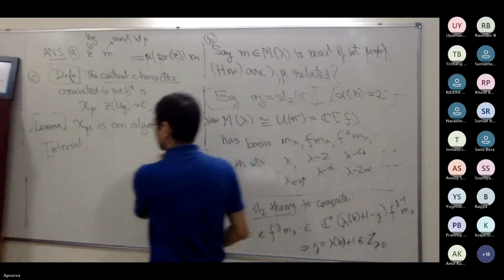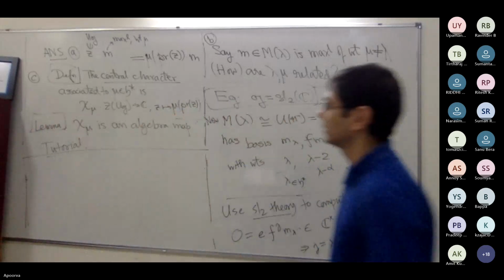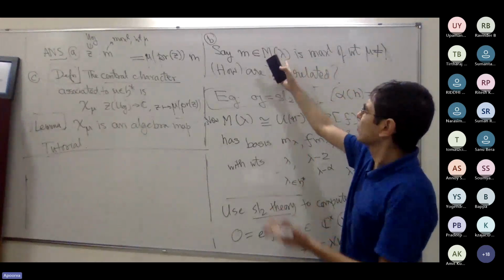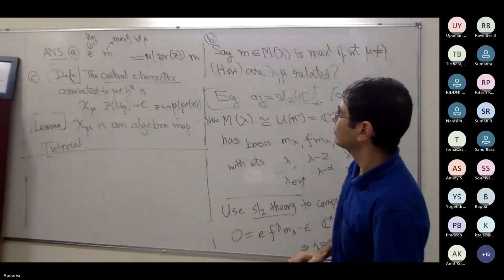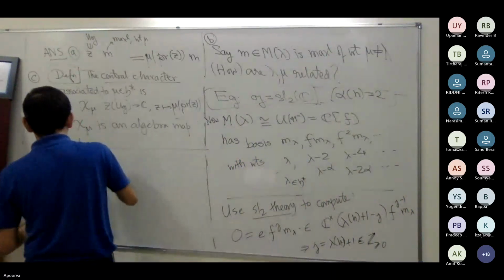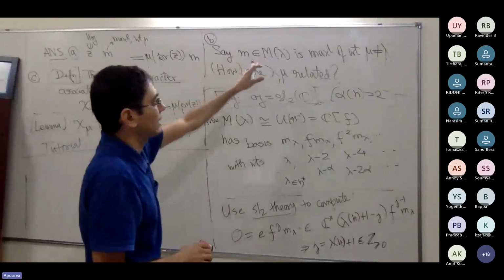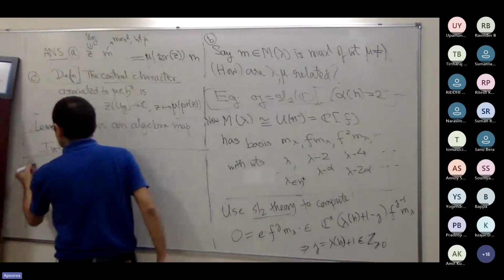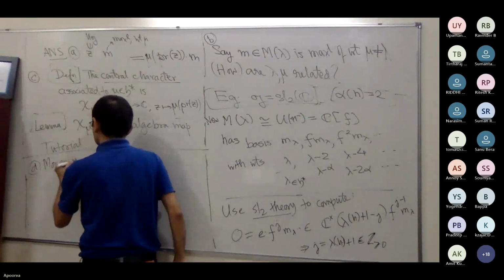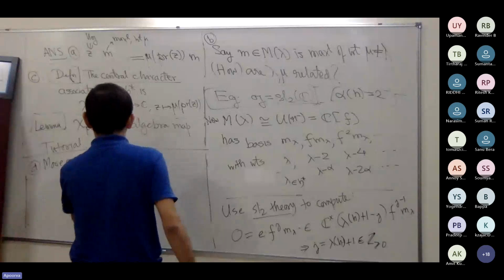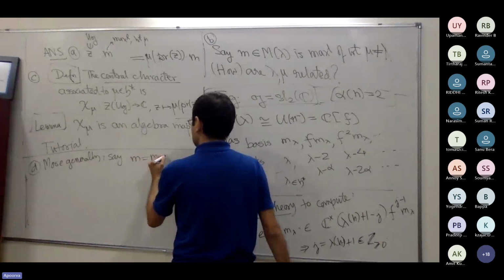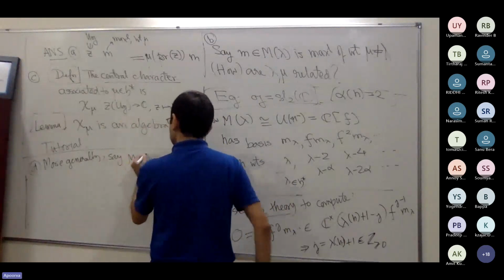Okay. So now, suppose I have a Verma module, let's say, or even any highest weight module, and I have the maximal vector inside it. So let me go to D now. So more generally, say M equals highest weight module.